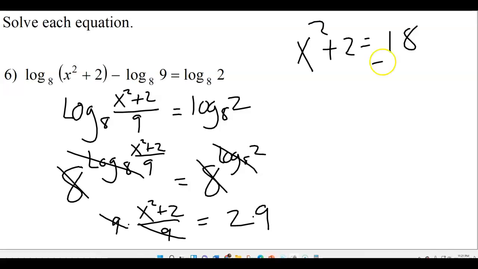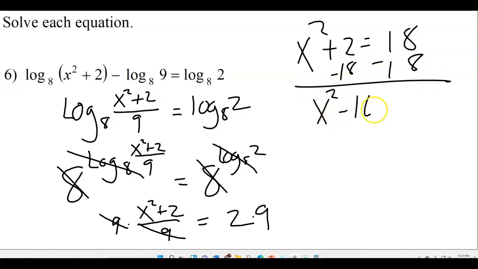Let's go ahead and solve it. I'm going to minus 18 on both sides, and I get x squared minus 16 equals 0. Now you have 2 different ways you could solve this. Actually, you have 3 ways. I'm going to go with the easiest way, but let's talk about the 3 ways you could solve it.